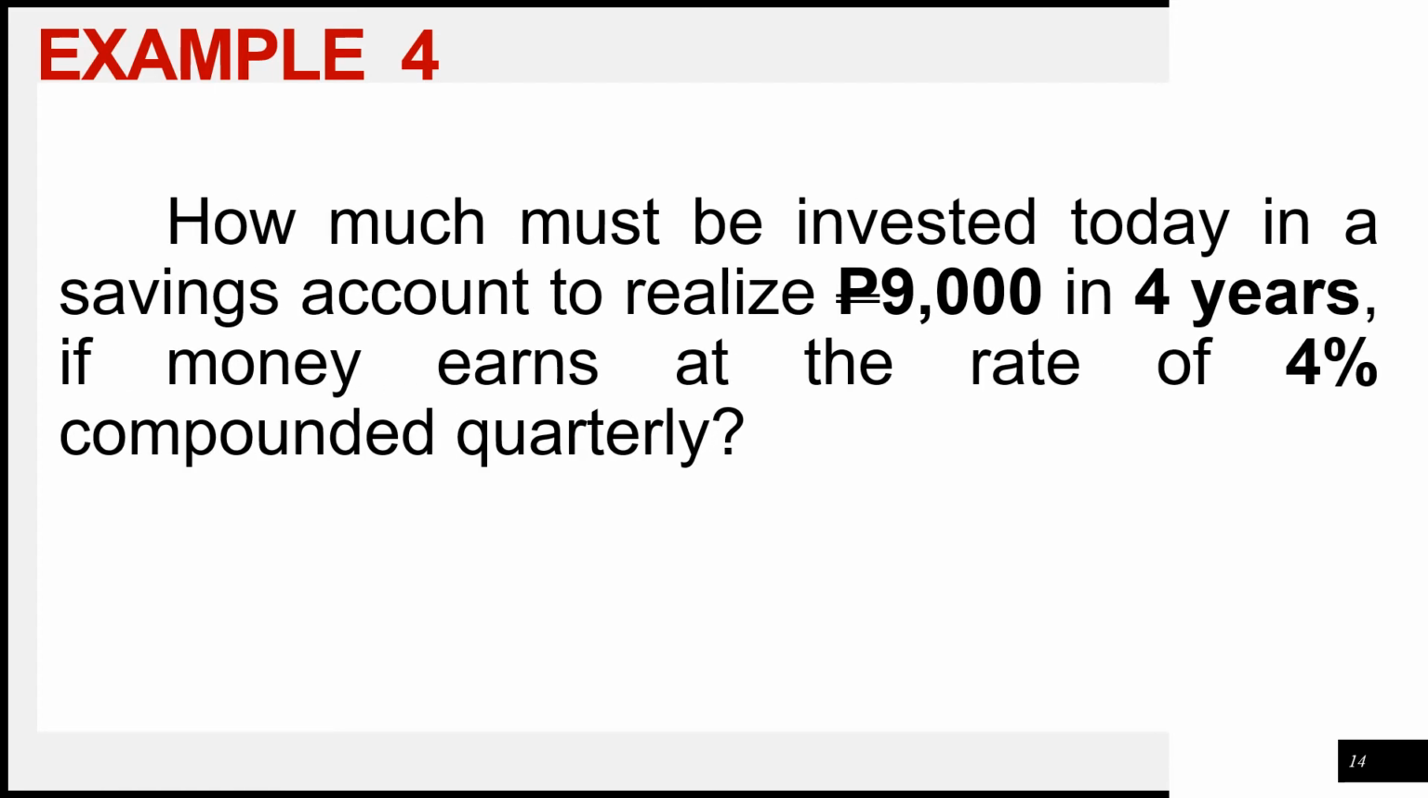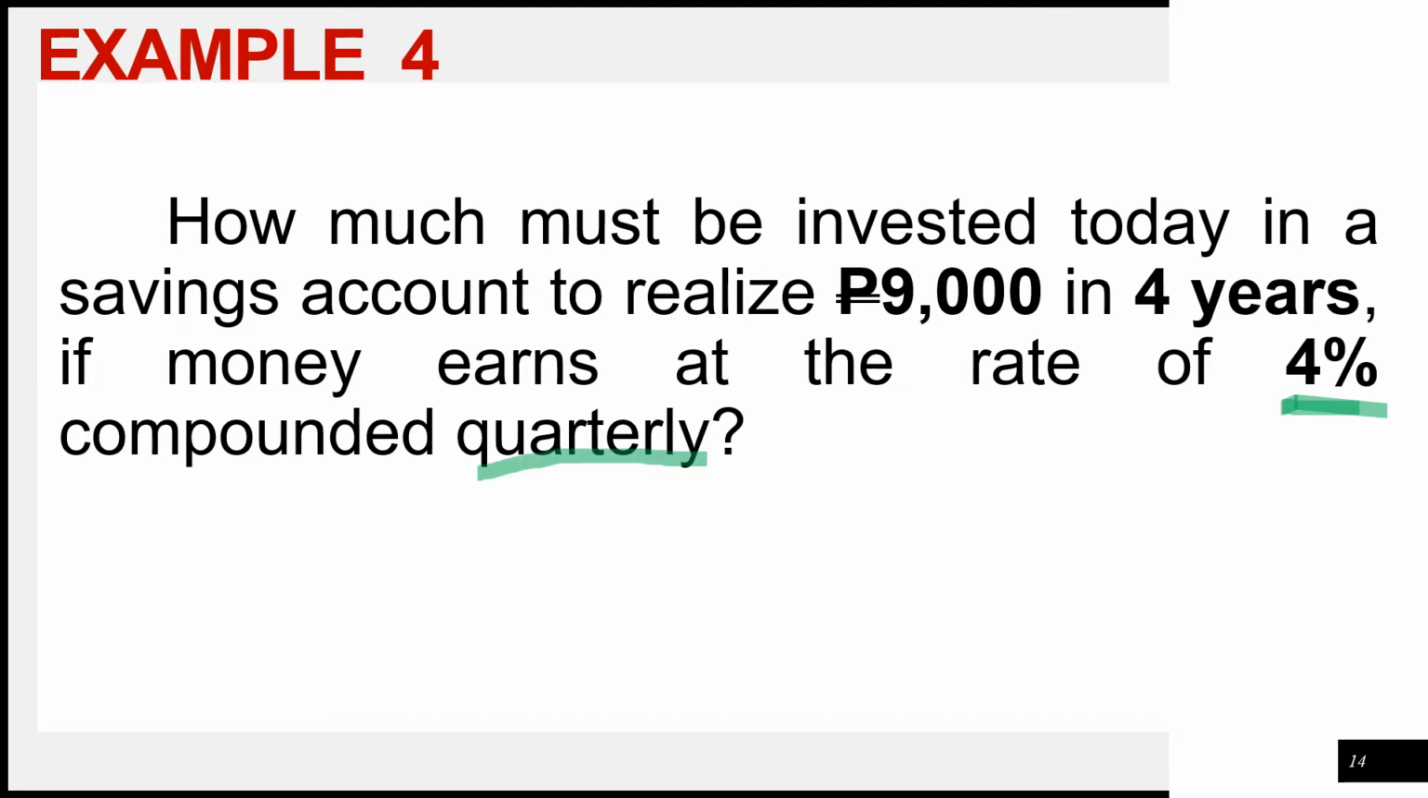Here's another example. How much must be invested today in a savings account to realize 9,000 pesos in 4 years if money earns at the rate of 4% compounded quarterly? Now, let's analyze the given data. We have the nominal rate, which is 4%, and it is to be compounded quarterly.